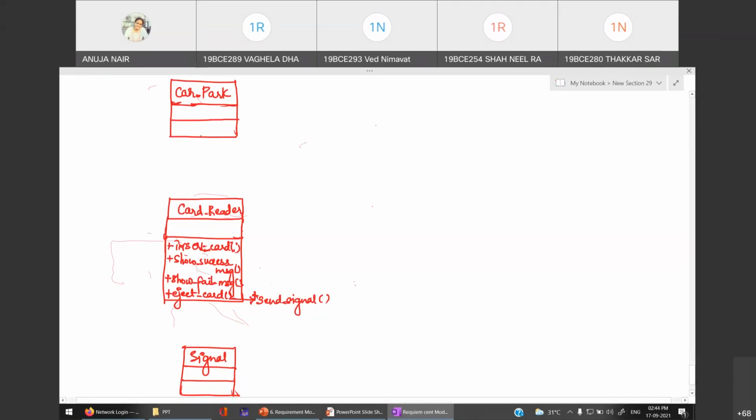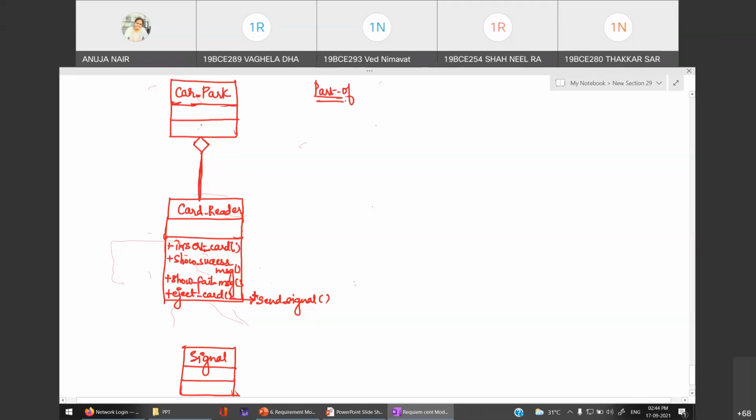What kind of relationship should I put over here between the car park and card reader? Can I put an aggregation? Aggregation means part-of relationship, right? So how will you read it? A card reader is a part of car park. Right? Can I do that?